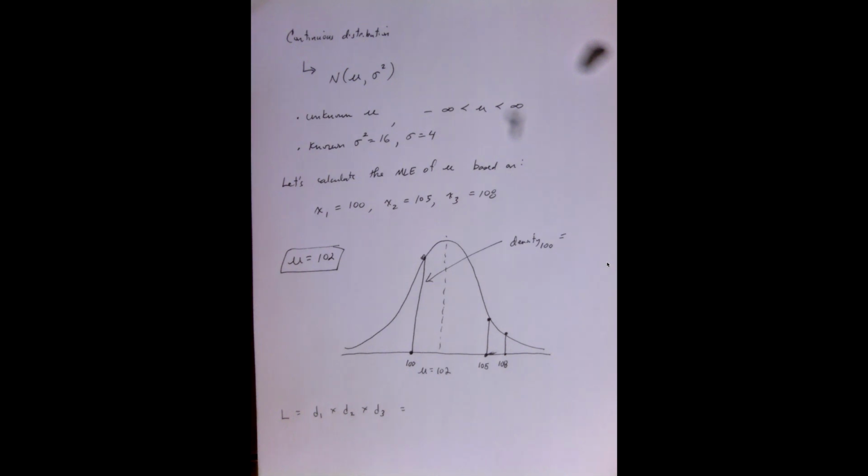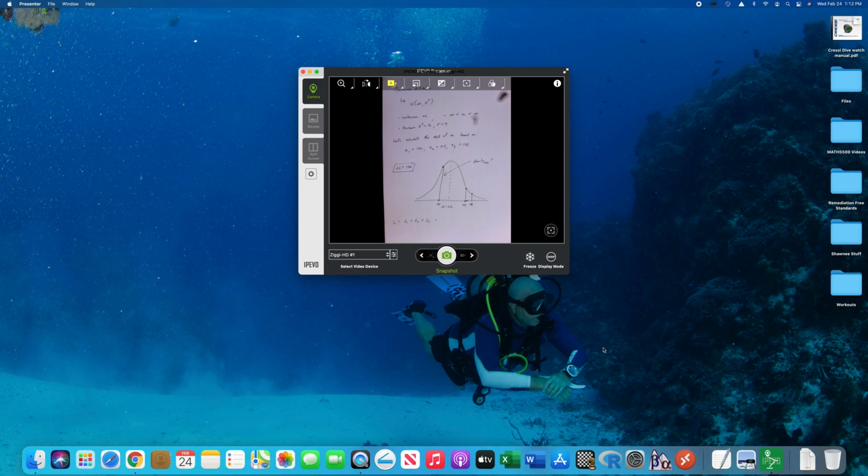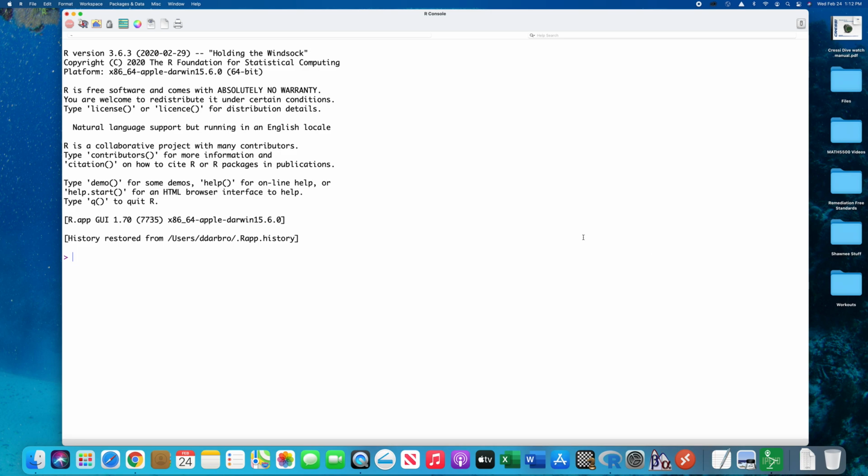So move into R. What I would do first, I use the function in R. It's called dnorm. Helps to spell it correctly. The form that dnorm uses is it uses the value you're finding the density at. So ours, the first one is 100. Then we use the mean. We are hypothesizing, proposing a mu of 102. And then the standard deviation, not the variance, standard deviation.